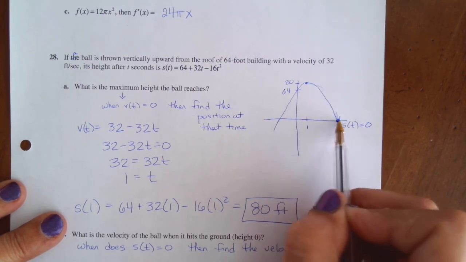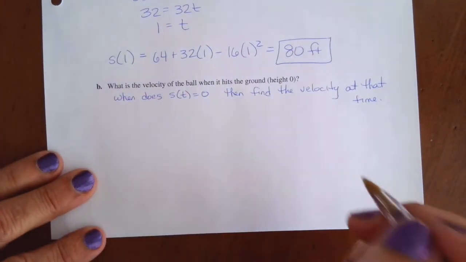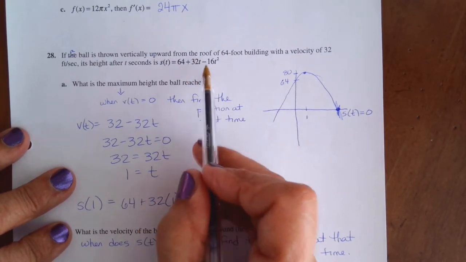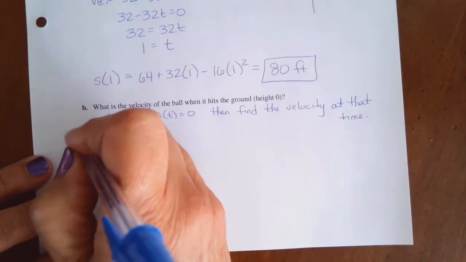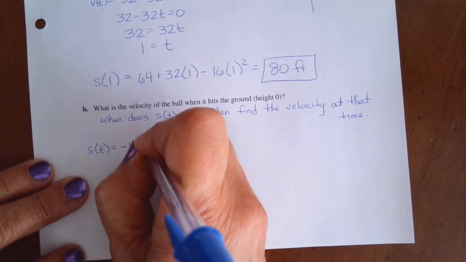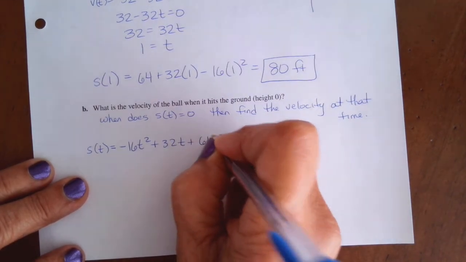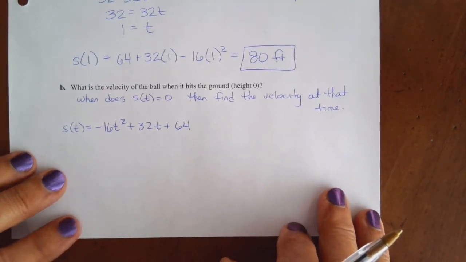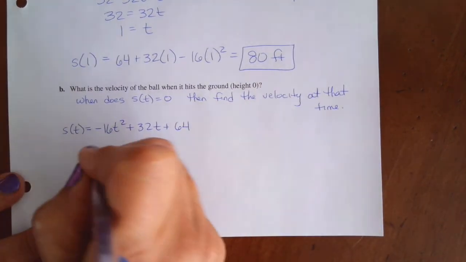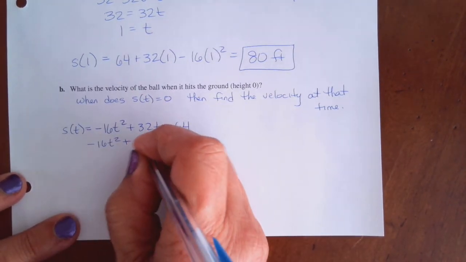so we want the positive root. Okay, so I'm going to write this putting the squared term first, just so that it's in the right order. So s of t is negative 16t squared plus 32t plus 64. That's what I want to work on. All right. Now I'm going to set that equal to 0. And you can put equal 0 right over there. That's fine.